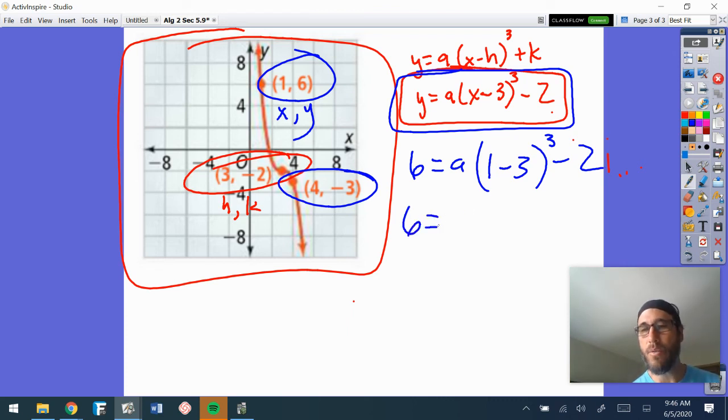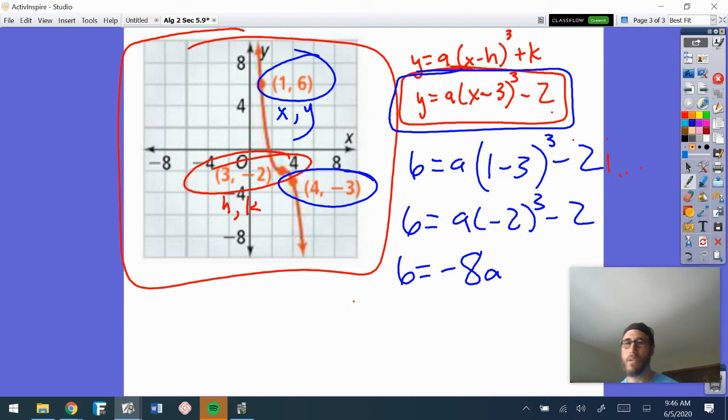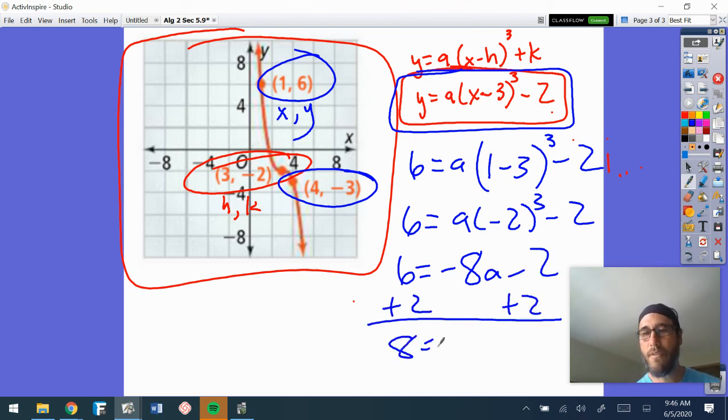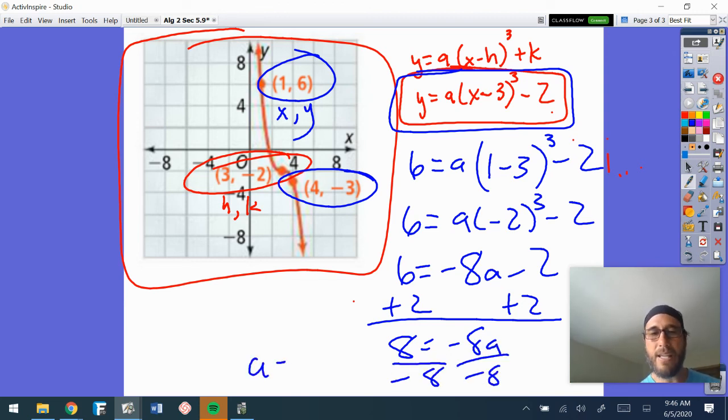So you go 6 equals a times (-2) to the third minus 2. Parentheses done. Exponents, what's -2 to the third power? -2 to the third power is -8. And I always put that in front when there's a variable. Okay, because it's -8 times a, it'd be -8a. Okay, now look at it. Nice and easy. I just got to solve for a, and what do I get? I get a equals -1, which totally makes sense.